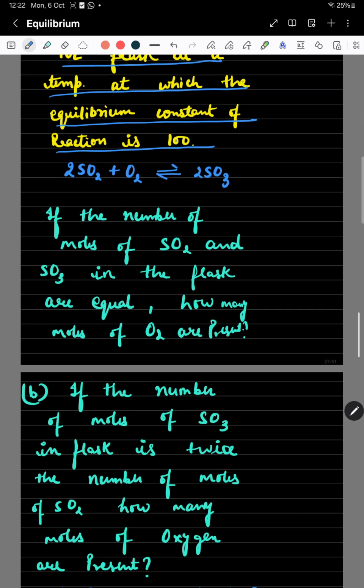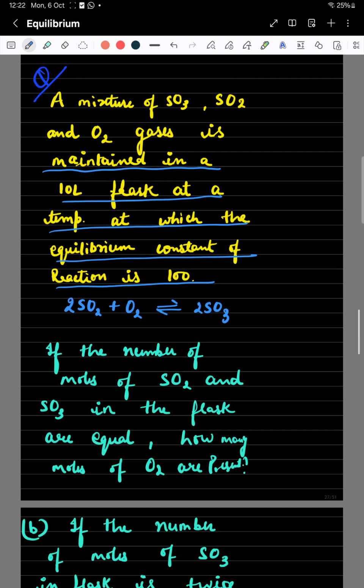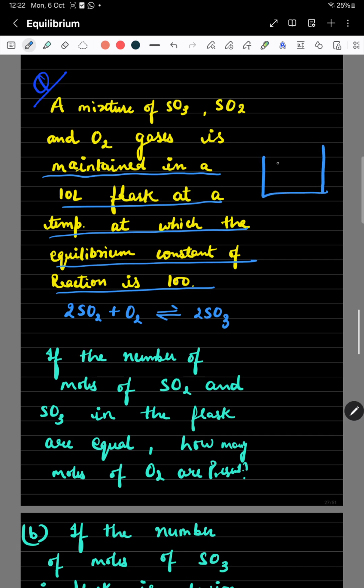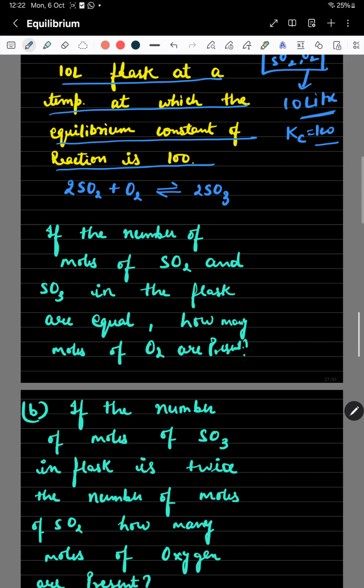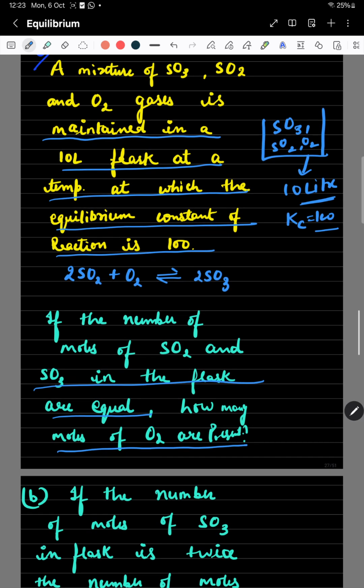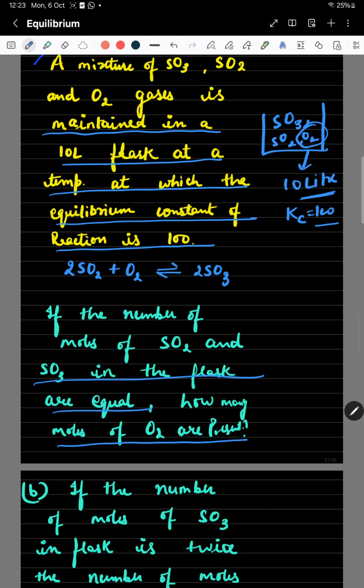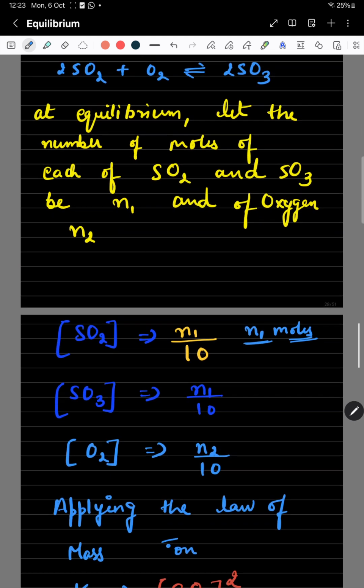Now let's understand. You have a reaction, you have a flask in which you have the gases SO3, SO2 and O2. This flask capacity is 10 liter. Now Kc for the reaction is 100. Now if the number of moles of SO2 and SO3 in the flask are equal, how many moles of O2 are present? That is the question. So let's understand about this one.